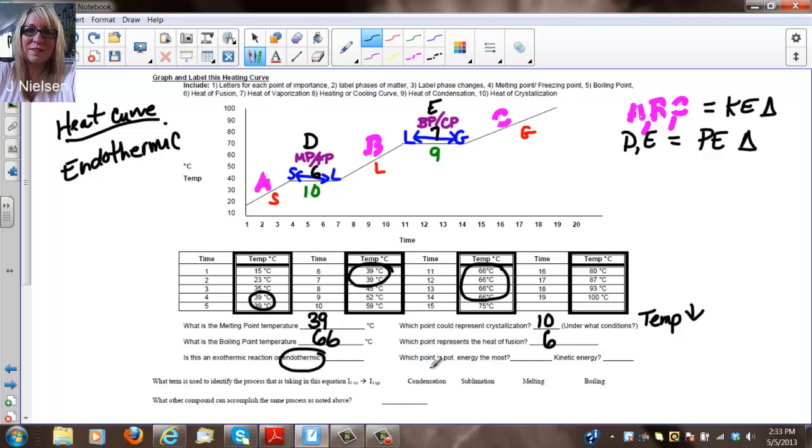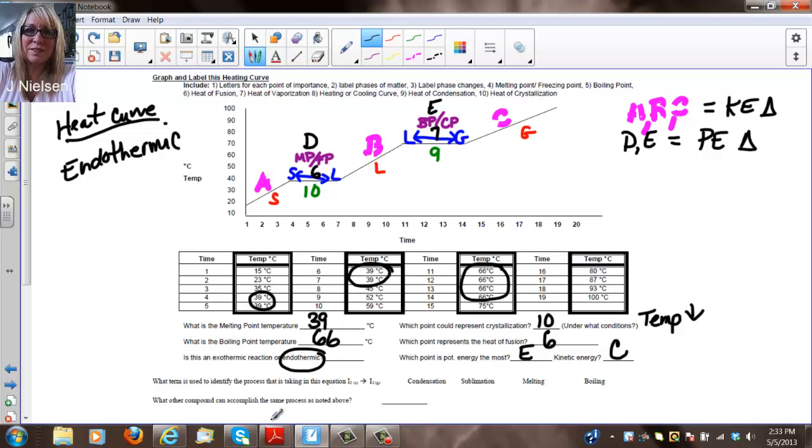Which point is the potential energy the most? Well, potential energy would be the most at the higher temperature, so I guess we can label this E. We'll label this E. And kinetic energy would be the most when the temperature is the highest, so we can label this C.